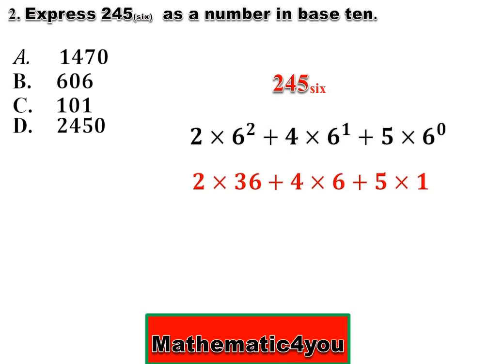Any number raised to the power 1 is equal to that number, so don't be confused. Plus 5 times 1. How do we get it? 6 to the power 0 is equal to 1. Any number raised to the power 0 is equal to 1. So before I simplify this, you're going to have 72 plus 24 plus 5. 2 times 36 is equal to 72, plus 4 times 6 is equal to 24, plus 5 times 1 is equal to 5. If you further simplify this one, you're going to have 101. It was quite easily done. So your right option is option C.